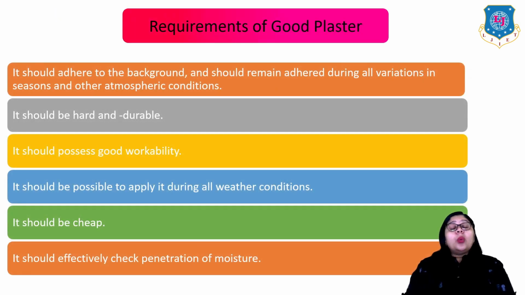Now let us see what are the requirements for a good plaster. It should adhere to the background and should remain adhered during all variation in the seasons and other atmospheric conditions. It should be hard and durable. It should possess good workability. It should be possible to apply it during all weather conditions. It should be cheap and it should effectively check penetration of moisture. So these all are the requirements that one should keep in mind when we talk about a good plastering work.